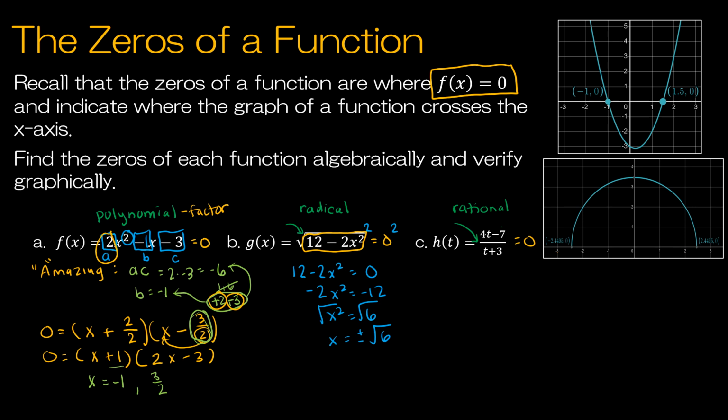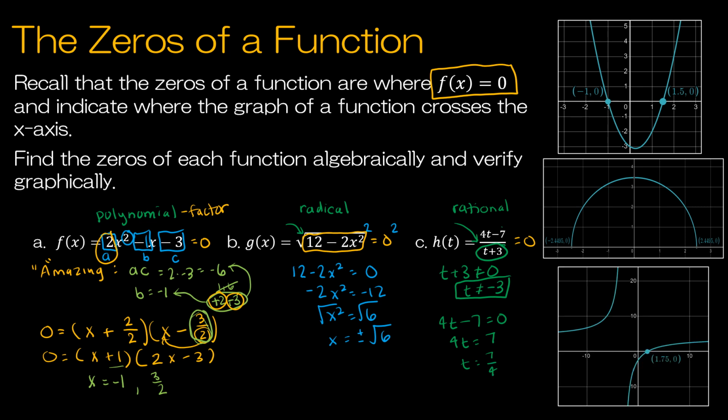For our last example, we have a rational function. And when we talked about the domain of a rational function, we said that the denominator cannot equal 0. So t can't be -3. So that will be fun to keep in mind as we look at the graph. To find the zeros, we're going to set the numerator equal to 0. So 4t minus 7 is equal to 0. 4t is equal to, by adding 7 to each side, t is equal to 7/4 or 1.75.